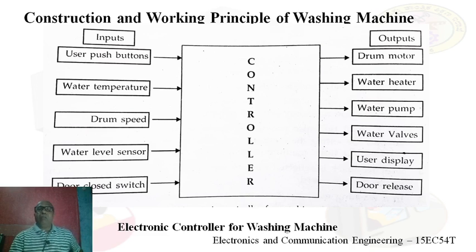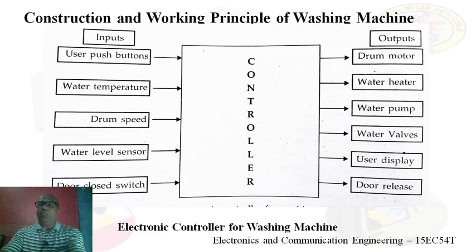So as you can see, the controller is connected to the inputs: the user push buttons, water temperature, drum speed, water level sensor, door. And then here you can see the outputs, and then there is a drum motor here, the water heater is here.